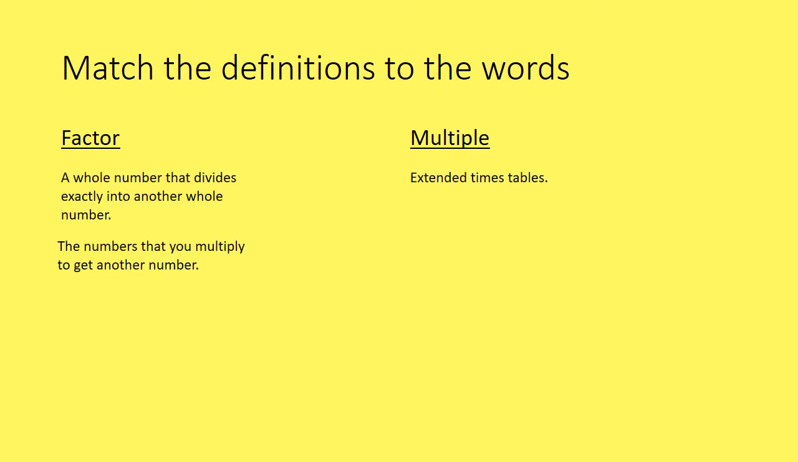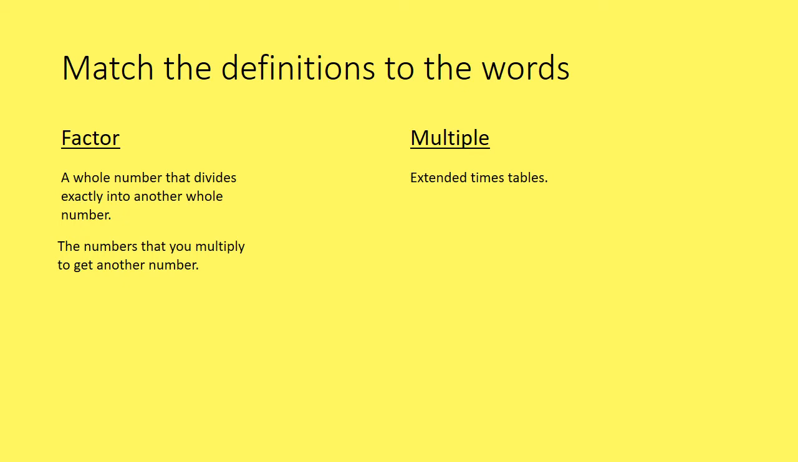Okay, how did you get on? So for factor, the definitions are a whole number that divides exactly into another whole number. So for example, 2 and 6 are factors of 12. You can divide 12 by 2 and you get a whole number, which is 6. Another definition for a factor is the numbers that you multiply together to get another number. So for example, 2 and 6, you can multiply them together to get 12.